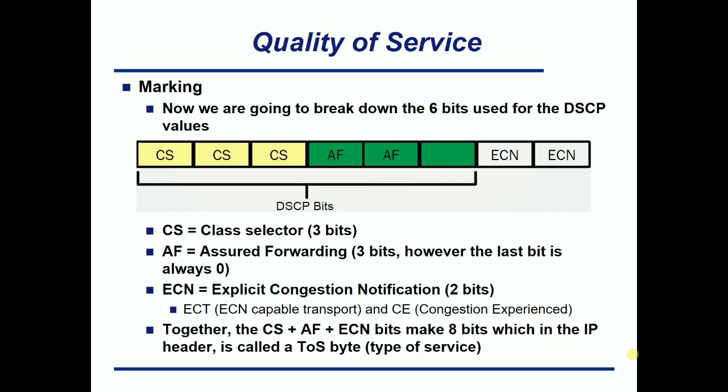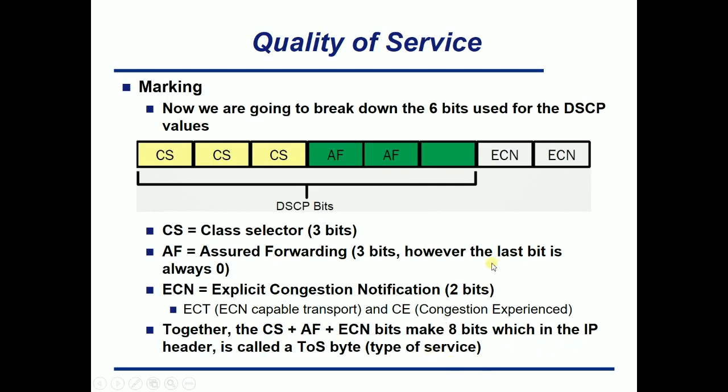Now when it comes to quality of service, you have the ToS byte or the DSCP bits that you can use in the IP header, and we can mark them to identify traffic. In times of congestion, we could prioritize our traffic and send our high priority traffic first rather than our routine traffic.